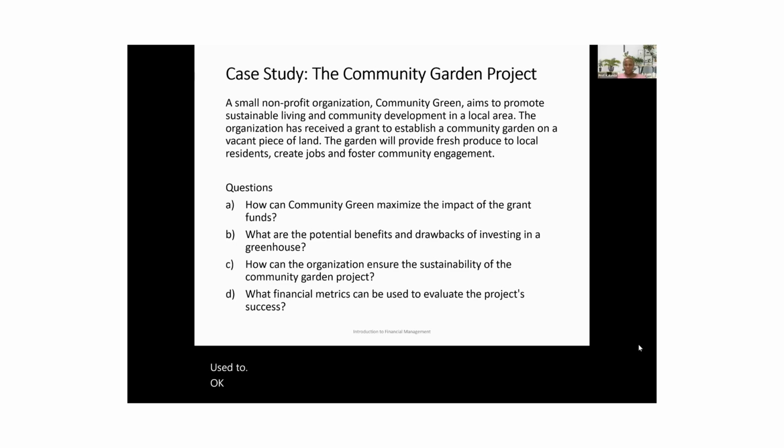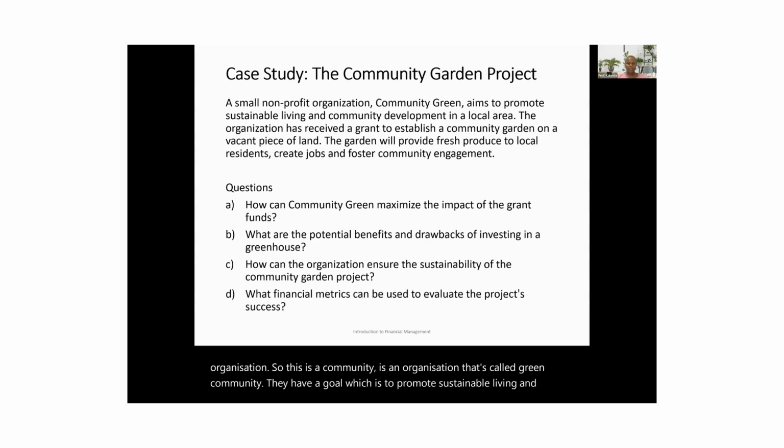Okay, thank you so much, Caleb, for reading for us. So this is just a simple example, and I took it from the context of a non-profit organization. This is an organization called Green Community. They have a goal which is to promote sustainable living and community development, and they have received a grant, and the purpose of the grant is to establish a community garden on a vacant piece of land. They have projected that the garden will provide fresh produce to the local residents. Besides that, it will create jobs, and it is also going to foster community engagement.